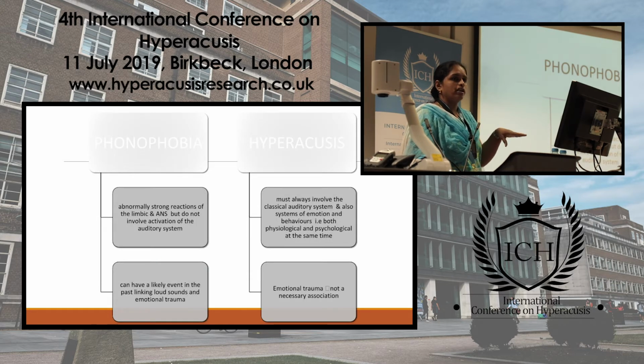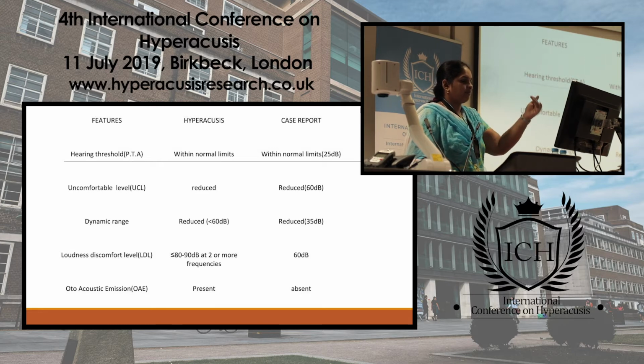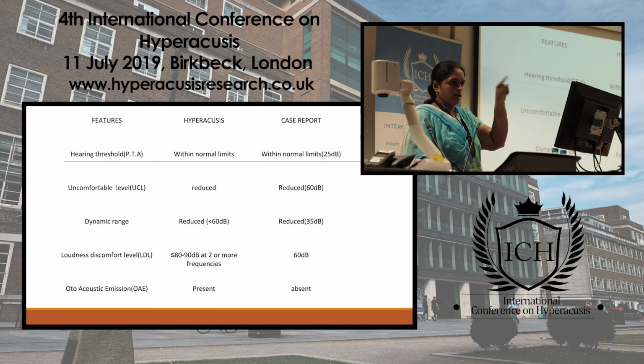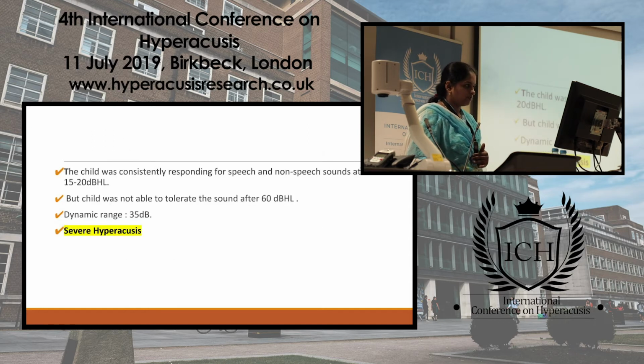At this point we thought that we needed to differentiate this case with respect to phonophobia and hyperacusis. We did a detailed analysis of the symptoms, feature-wise. The hearing threshold was within normal limits, as hyperacusis says, and the uncomfortable level was reduced; we got 60 dB. The dynamic range was also reduced, around 35 dB, and the loudness discomfort level was around 60 dB. But otoacoustic emissions, which are supposed to be present in hyperacusis, were absent. Maybe the child had an upper respiratory tract infection, and maybe because of that we thought it was absent.